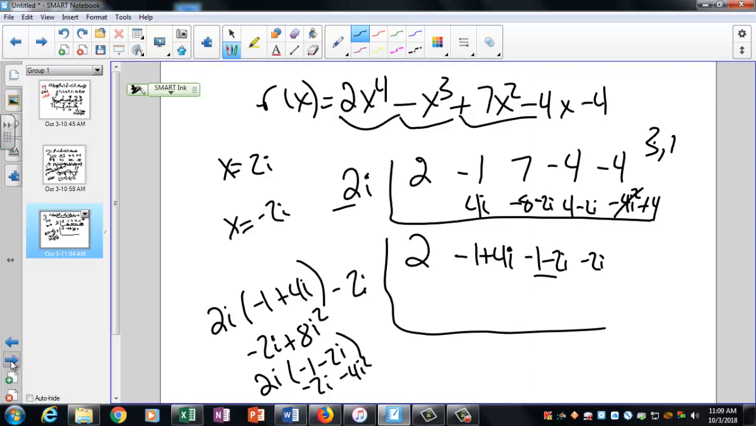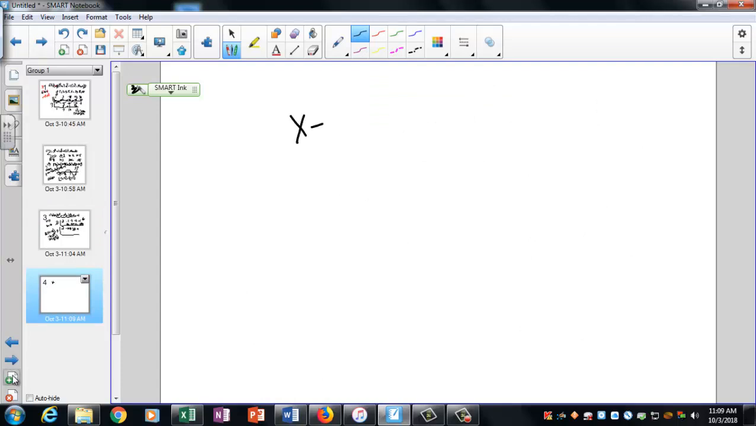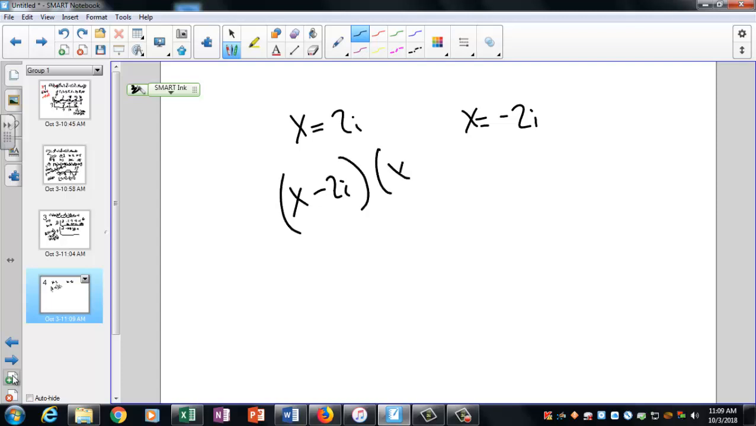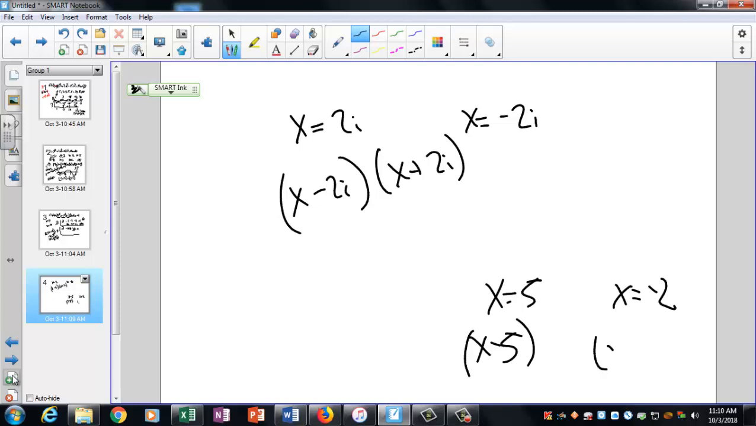But what would be an alternative? If x equals 2i is a solution, and x equals negative 2i is a solution, wouldn't this be x minus 2i, x plus 2i, if you wrote them as factors the way we did the last one? See, when I got x equals 5 and x equals negative 2, I wrote them as factors as x minus 5, x plus 2. So if these two are zeros, then the factor would look like this. Is that right?